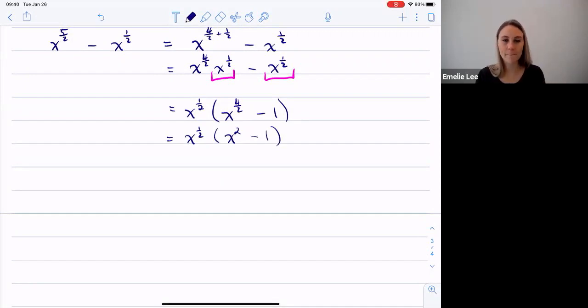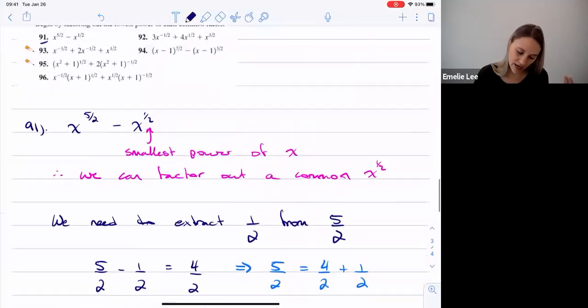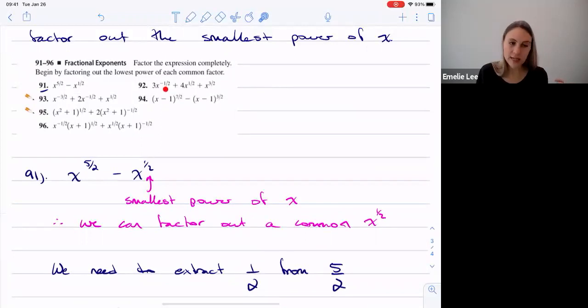Good. So a little bit tricky, because we need to remember how exponents work, how fractions work, and especially tricky when we have negative exponents.